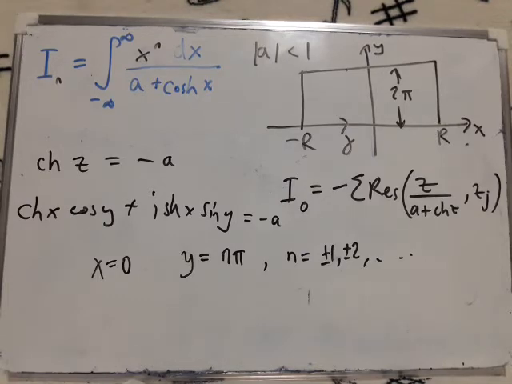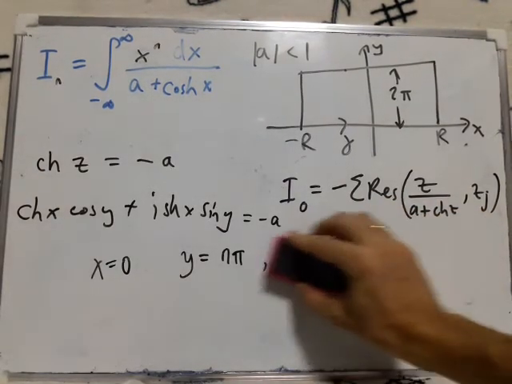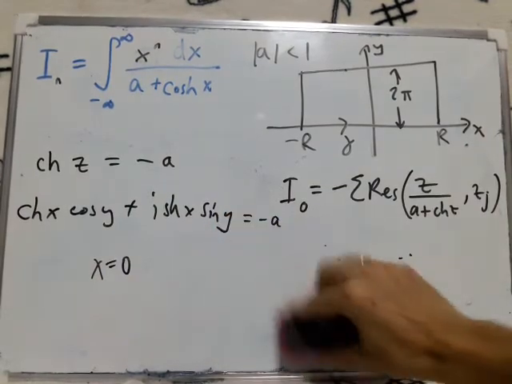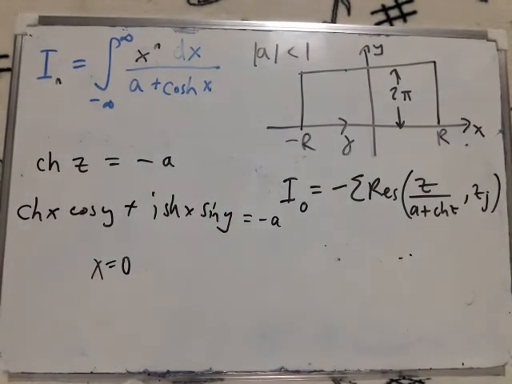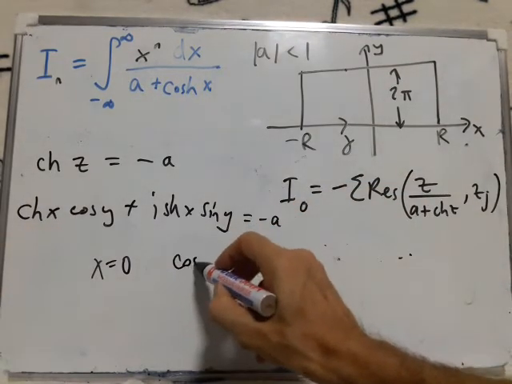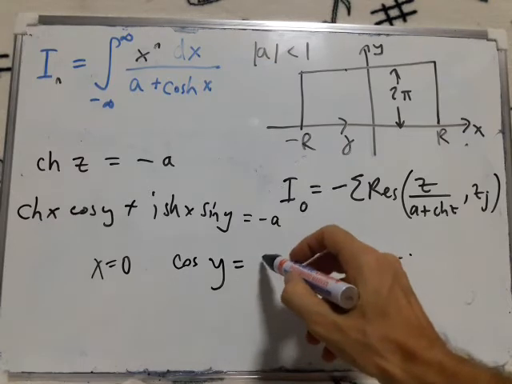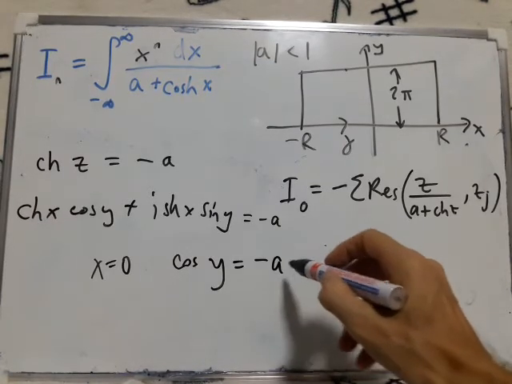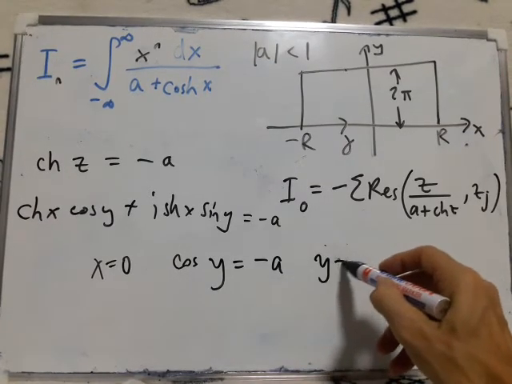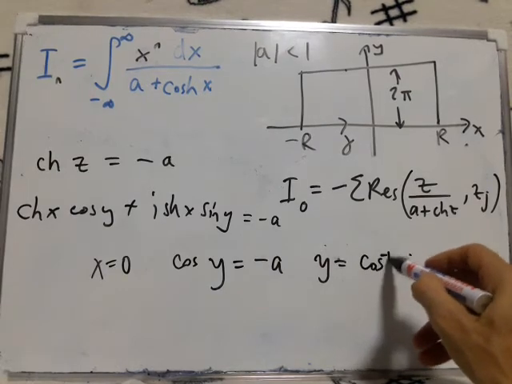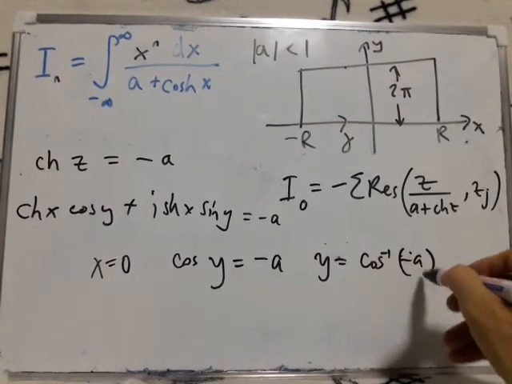Sorry, I'm talking rubbish. Sorry, x has got to be 0. So yeah, we're free to choose y. So if x is 0, then we've got cos y is equal to minus a. So therefore, y is equal to inverse cos of minus a.